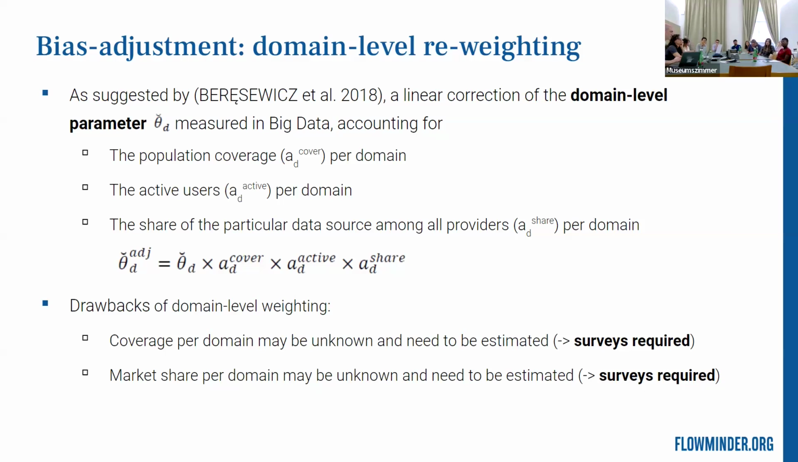So that's why domain level, and the 3 main factors that are discussed here are an adjustment for population coverage by domain, the active users subset coverage by domain, and the share of the particular data source, and in our case that is often the MNO share out of all phone users.